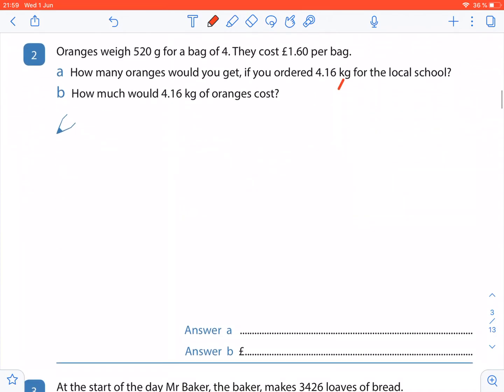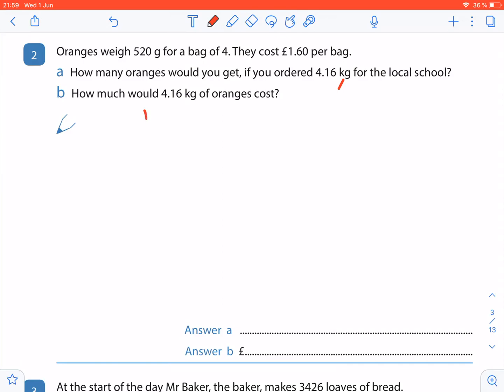Okay, right, perfect. Right, oranges weigh 520 grams for a bag of 4. They cost £1.60 per bag. How many oranges would you get if you ordered 4.16 kilograms for the local school?